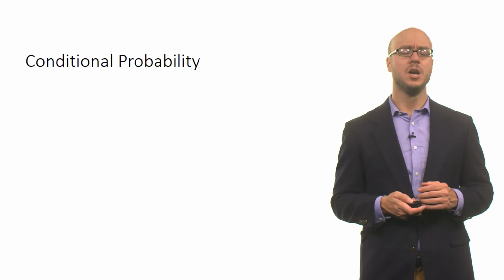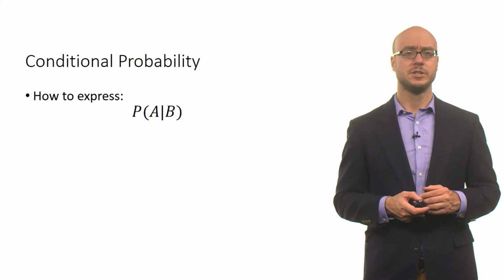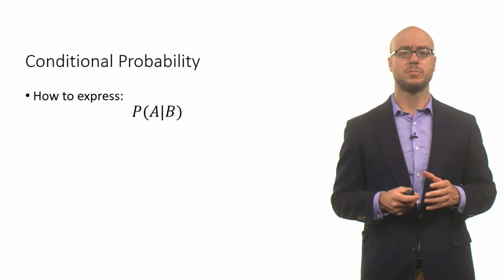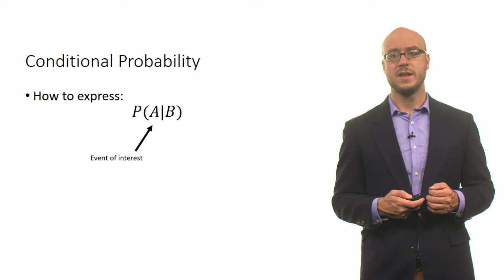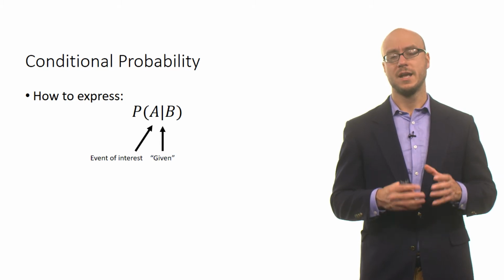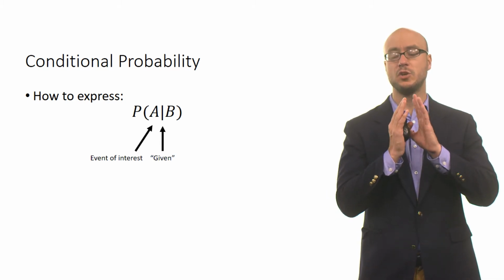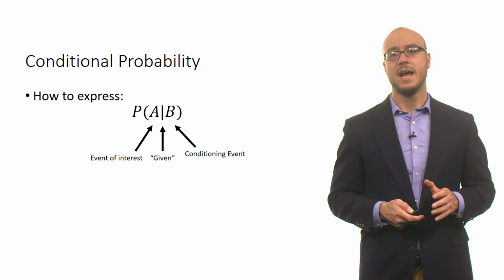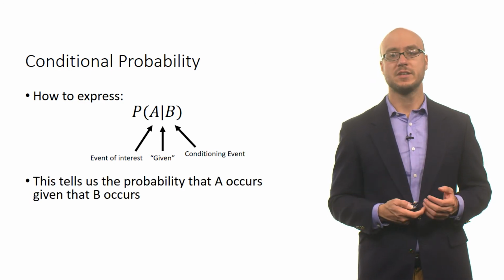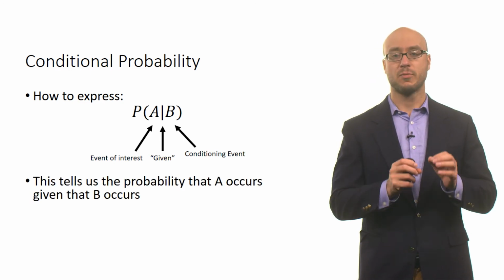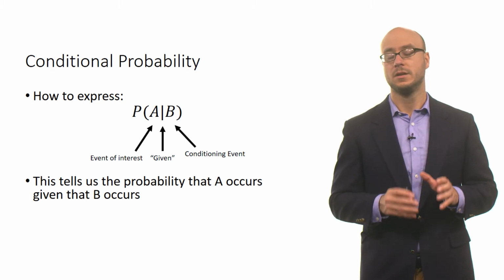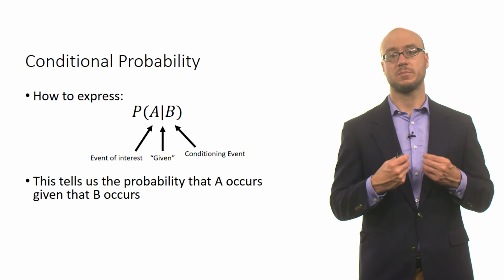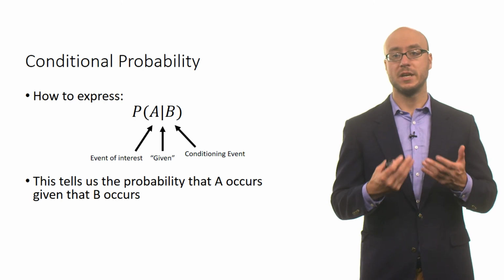So how do we write out what a conditional probability is? We write it out in this way. A is our event of interest, and then that vertical line tells us, you can read it as "given" or "if." And B is our conditioning event. So we would read this as the probability of A given, or conditional upon, B. To put it another way, this tells us the probability of A if we condition on B.